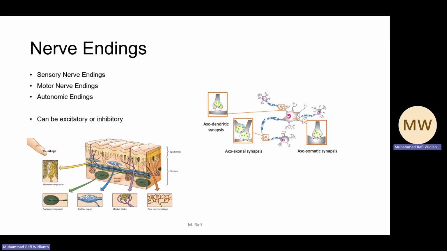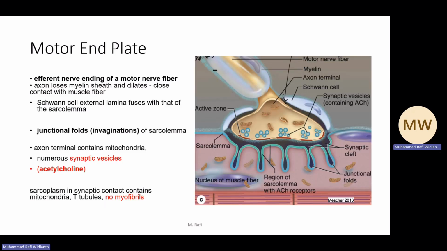And nerve endings. Basically we have three types: sensory nerve endings, motor nerve endings, and autonomic nerve endings. And based on function, they can be excitatory or inhibitory, depending on what neurotransmitters are secreted. But we will mainly be talking about motor nerve endings and the motor end plate. So basically, it's the nerve that is coming in contact with the muscle fiber. But I will not be explaining the mechanism of it. I will be explaining what it has to do with the Schwann cell and everything like that.